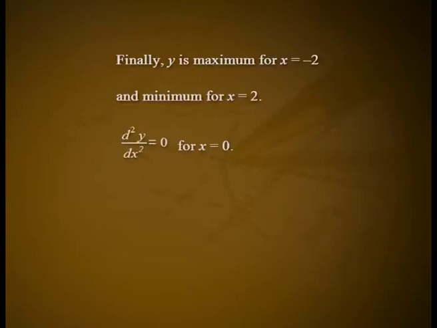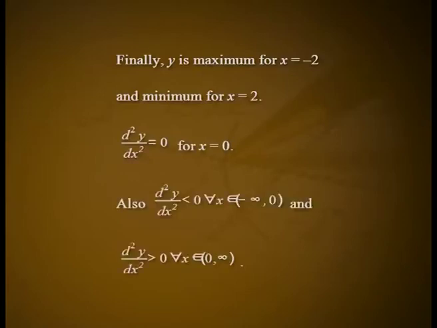Sixth, d square y by dx square equals 0 for x equals 0. Also, d square y by dx square is less than 0 for all x belonging to the open interval (minus infinity, 0), and d square y by dx square is greater than 0 for all x belonging to the open interval (0, infinity). Thus, the curve is concave downwards in the left open interval (minus infinity, 0) and concave upwards in the right open interval (0, infinity).